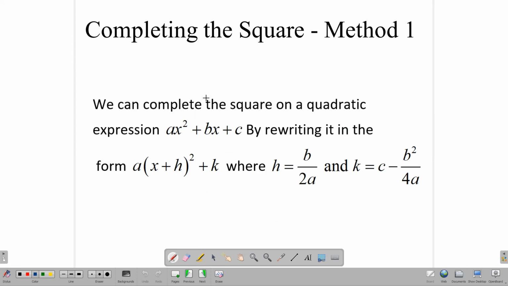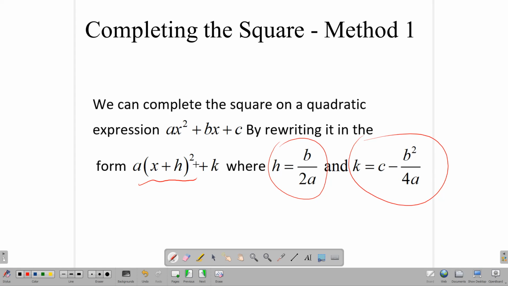When we're completing the square, there are two methods. I call this one method 1, and there's another method which actually gives birth to this method 1. We'll look at this one first, as many students tend to find it easier. What we do is use two formulas, one for h and one for k. Notice that we have h and k in this. So we're going to rewrite this ax squared plus bx plus c in this form.